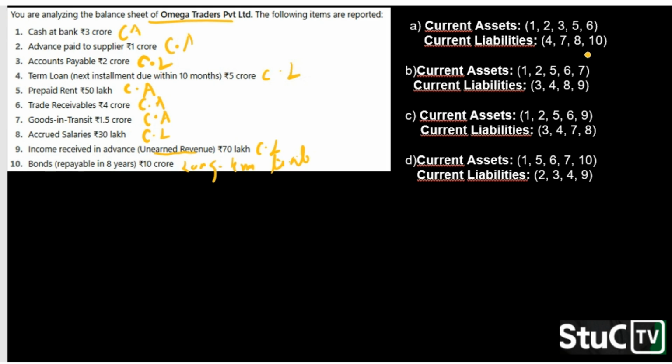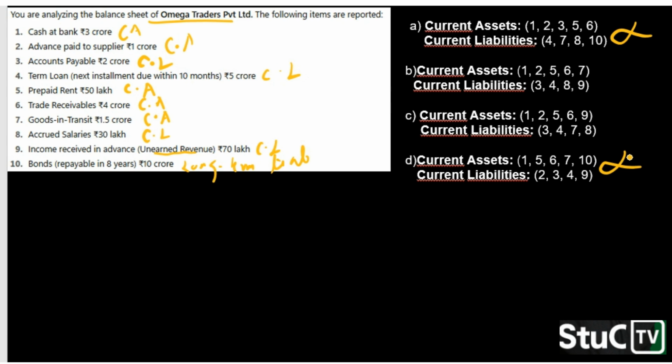In the options, the easy way is you see straight away that bonds is shown as current liability. So this option cannot be correct. No need to even discuss. A is wrong because in current liabilities they have shown bonds. Then in another option, in current assets they have shown point number 10, bonds. This is also wrong, outrightly rejected from the options. Now we are left with two.